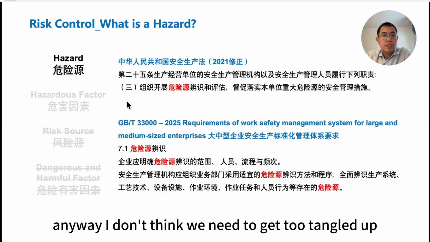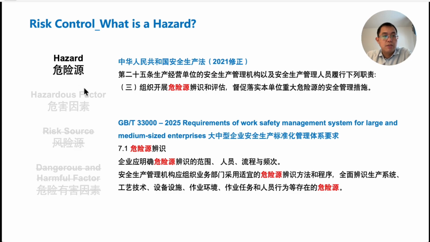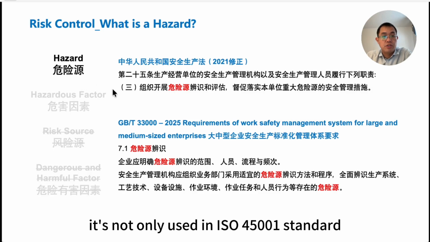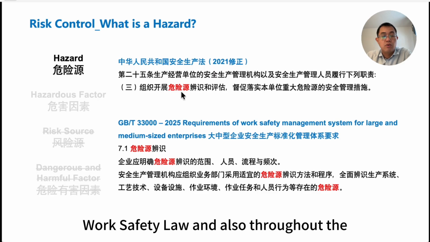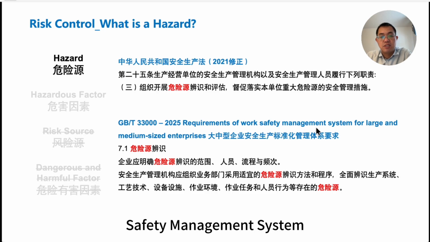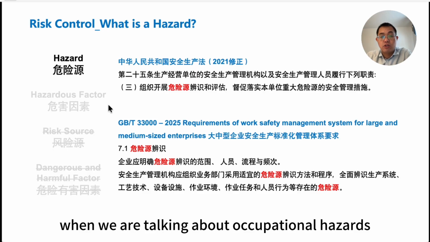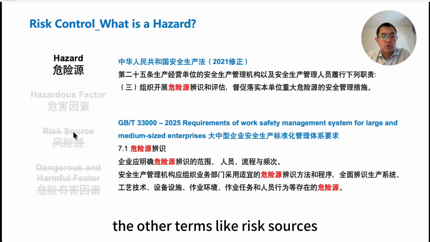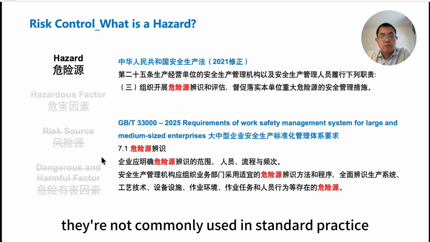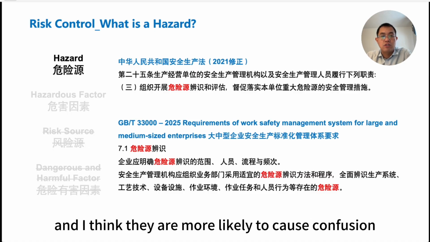Anyway, I don't think we need to get too tangled up in all those terms, because hazard has a very clear definition, and it's not only used in the ISO 45001 standard, but also in the work safety law and throughout the latest version of the Chinese work safety management system. And hazardous factors are mainly used when we are talking about occupational hazards. The other terms like risk sources or dangerous and harmful factors are not commonly used in standard practice, and I think they're more likely to cause confusion.